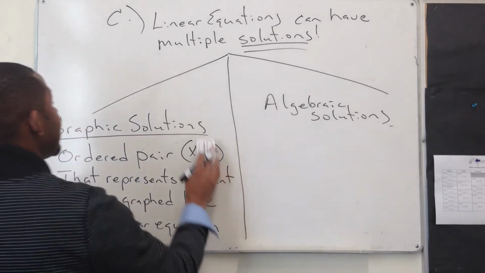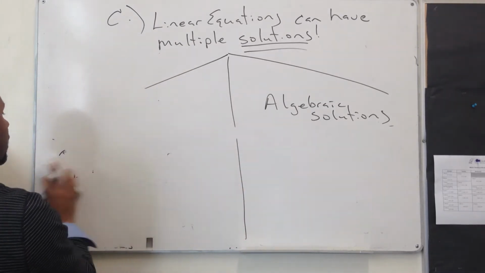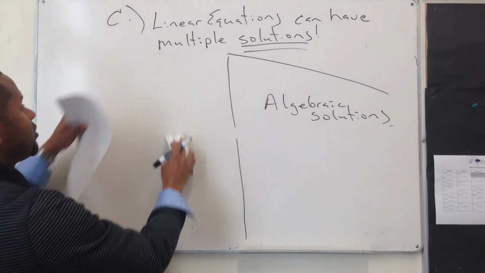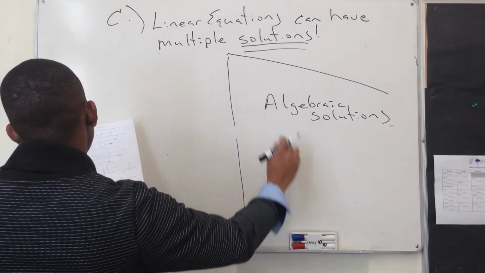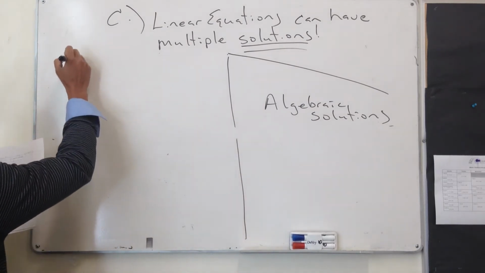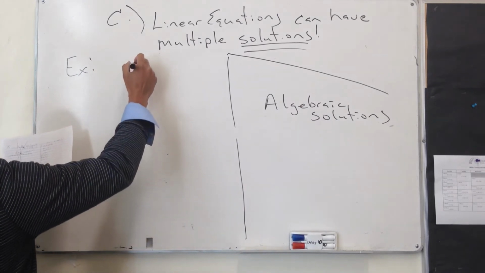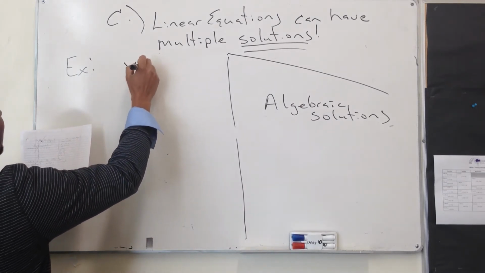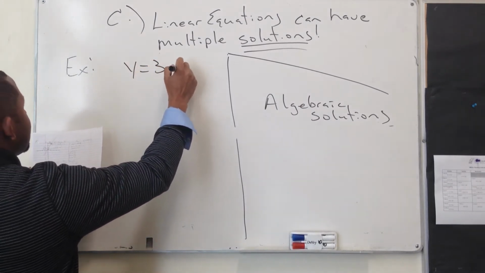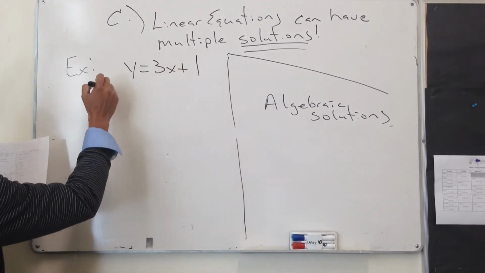Now let me go ahead and give you a written example of a graphic solution. So you're still working on this side, on your paper. We're just going to come back to algebraic. So an example of a graphic solution. Let's say you have this linear equation: y equals 3x plus 1. It's the same one we did.